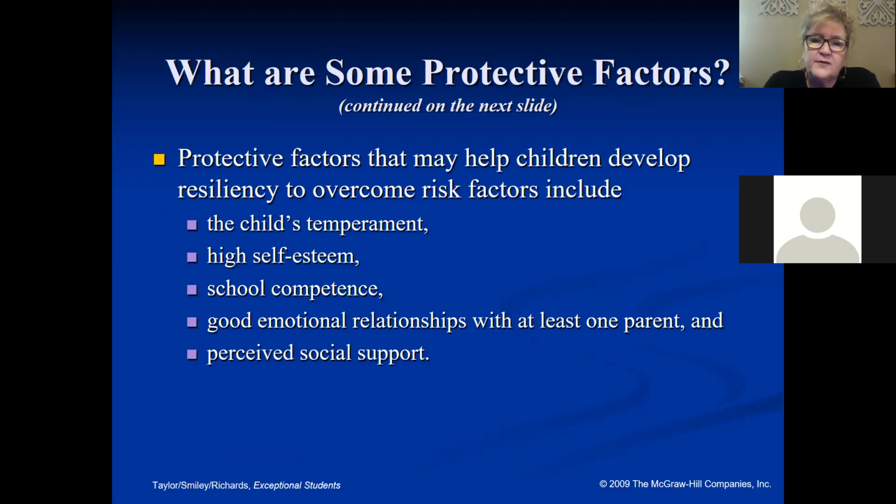So what are some protective factors, things that keep children from being considered at risk, that help them develop resiliency to overcome those risk factors? Well, they include a child's temperament, high self-esteem, some school competence, feeling good about themselves and what they can accomplish when they get to school, good emotional relationships with at least one of their parents, and this sense of perceived social support. So all of those are things that can help children establish this sense of resiliency.